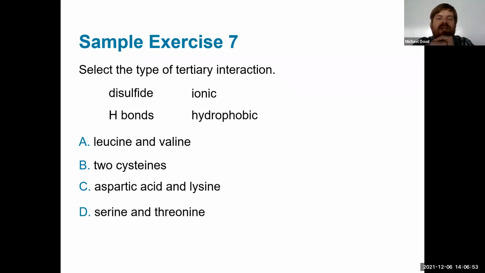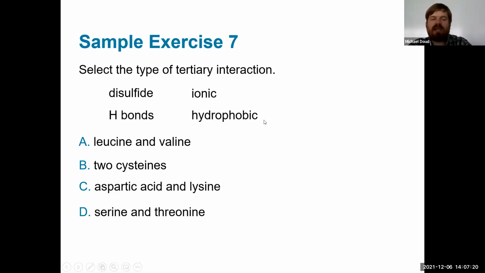Okay, so now this is going to be a little trickier because you're going to have to go back and look at your amino acids. But given 2 amino acids here, select what type of tertiary interaction could occur between them. So for example, leucine and valine. Leucine and valine are both very nonpolar. So I would say that leucine and valine would have a hydrophobic interaction with each other. So pause the video. We'll take a look at the answers when we come back and come up with B through D here together, okay?